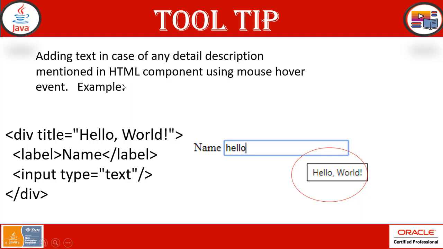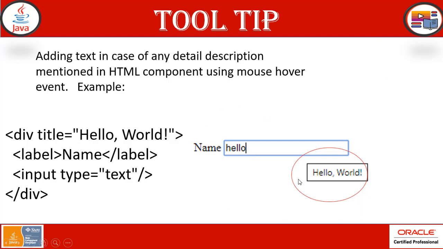Adding text in case of any detailed description mentioned in an HTML component using a mouse over event. For example, you have a division tag. Inside the division tag, we have a title, hello world. Now this title makes your tooltip implemented here. As you can see, there is a label name and input type is text. So when I have something like a name label, this entire space has the feature of tooltip.